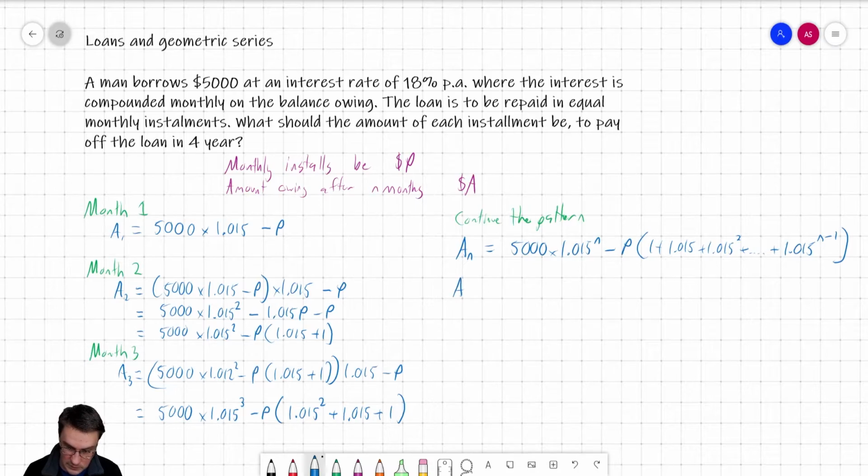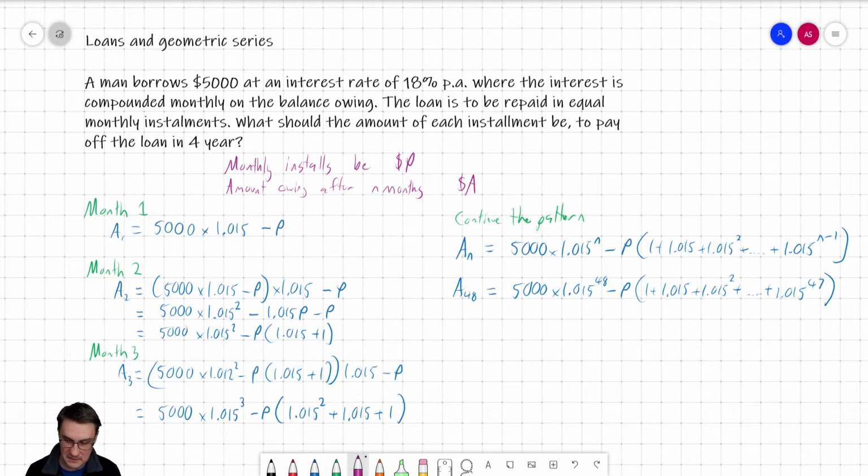So now what I want to do is get the A to 48, because there's 48 months which we're dealing with here. And I want to substitute that value of n in. And that's going to be 5,000 times 1.015 to the power of 48 minus P, 1 plus 1.015 plus 1.015 squared plus all the way up to 1.015. And this is going to be to the power of 47, because remember, it's 1 less for here.